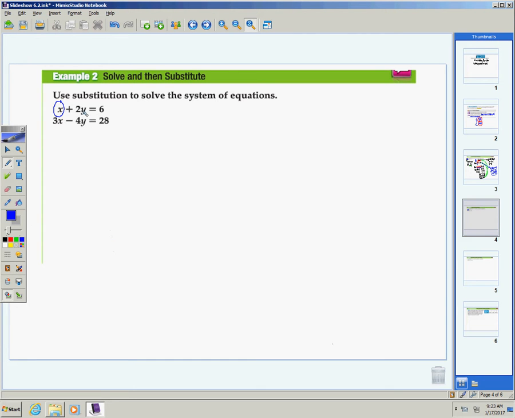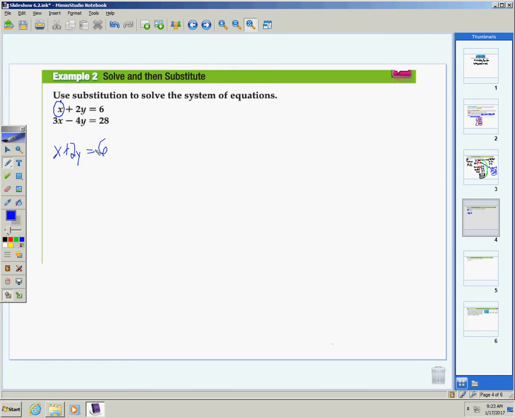If you would solve for any other variable here, you would have to work with some fractions right off the bat. But since I'm going to solve this equation for x, and it has a coefficient of 1, that means I will not have to work with any fractions. It's just a little piece of advice. You can do it other ways. This is probably the easiest way.